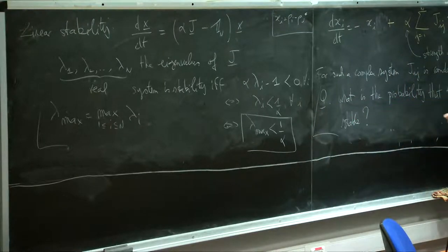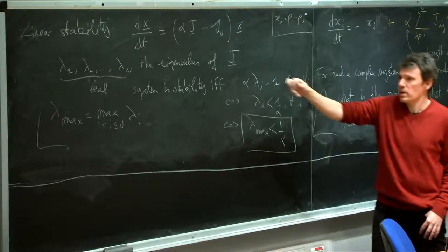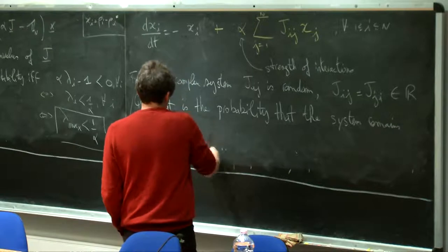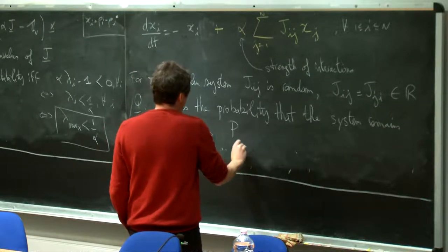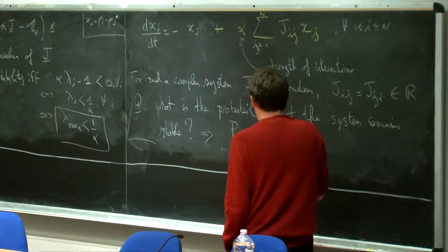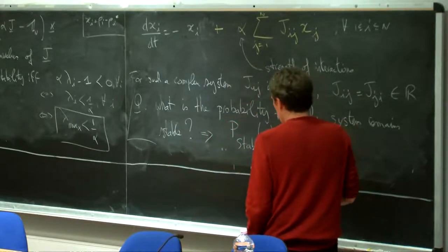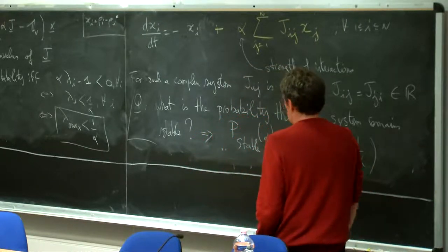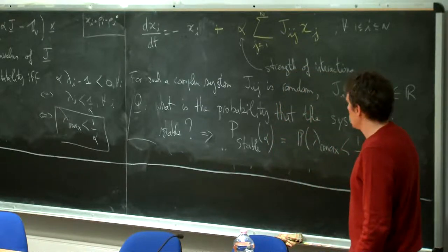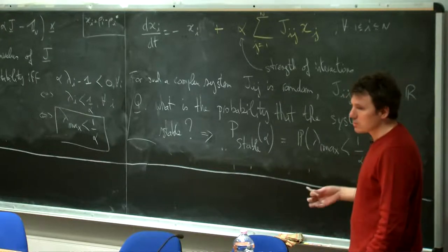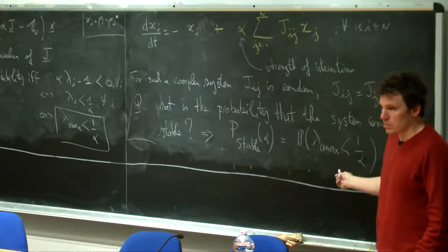I could recast this probability as a question related to the eigenvalues of some random matrix. Let me call this probability P stable. Of course, it will depend on alpha. When alpha equals 0, this probability is just 1. And P stable is just the probability that lambda max is smaller than 1 over alpha. So this question of stability boils down to saying something about the statistics of the largest eigenvalue of these random matrices.